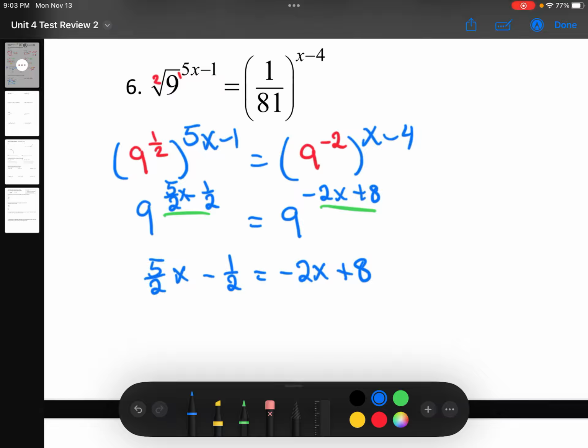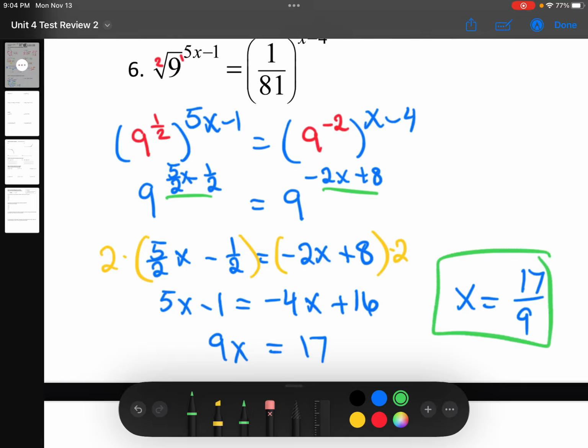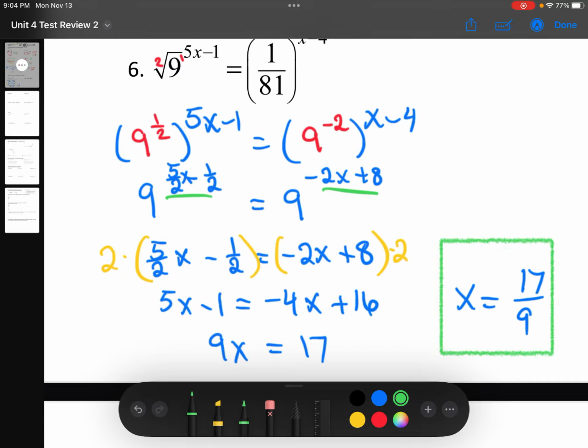I don't like that fraction. You probably don't either. We can get rid of that fraction. We can multiply both sides of the equation by 2, and that will clear the fraction. We'll have 5x minus 1 on the left, and we'll have negative 4x plus 16 on the right. So then when we add the 4x over, we get 9x, add the 1 over, we get 17, and x is 17 over 9. That feels a little weird to have that kind of fraction as an answer, but it's what the answer is.